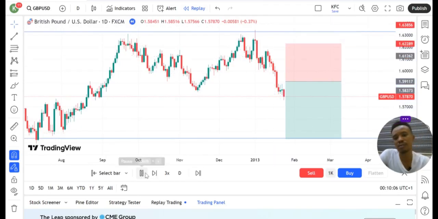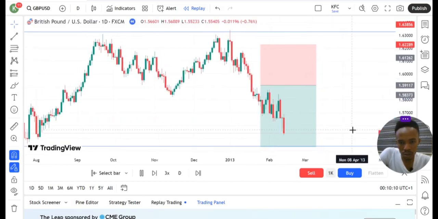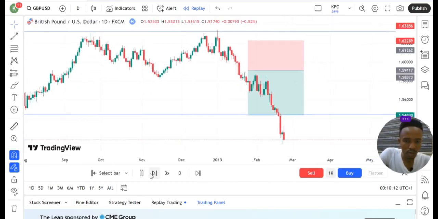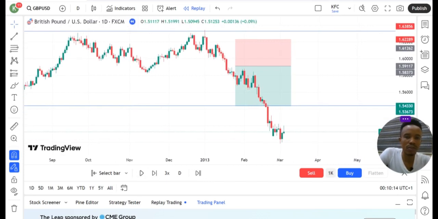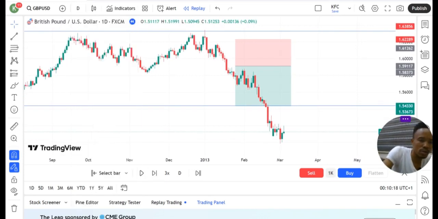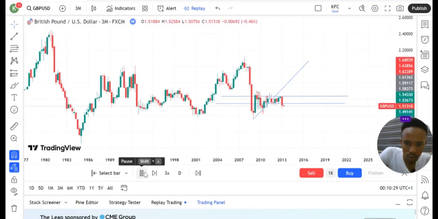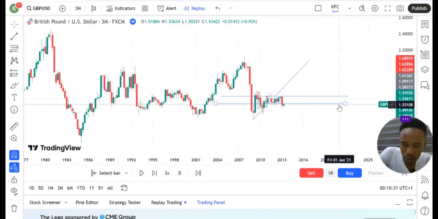Okay, so let's see if price will take us in through this fair value gap. So price did not take us in through the fair value gap. So let's look for another one quickly. Let's go back to the 3 months time frame. Okay, so I'm seeing this big candle that is currently forming. I think it will give us what we're looking for. Okay, so let's work with this one that just formed.